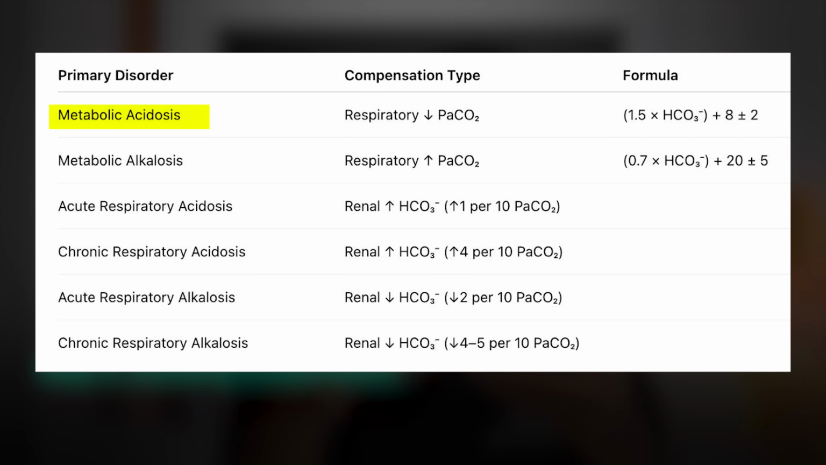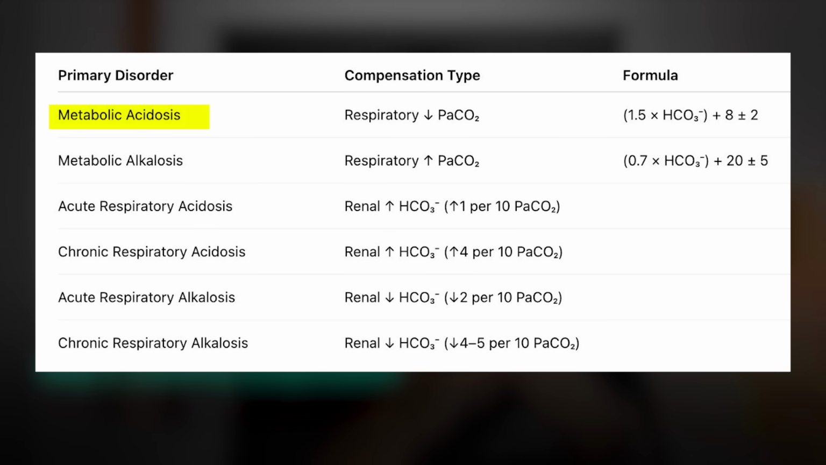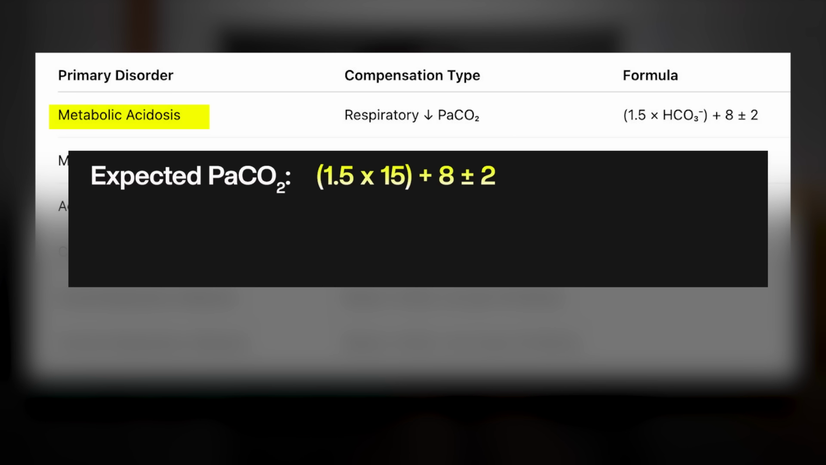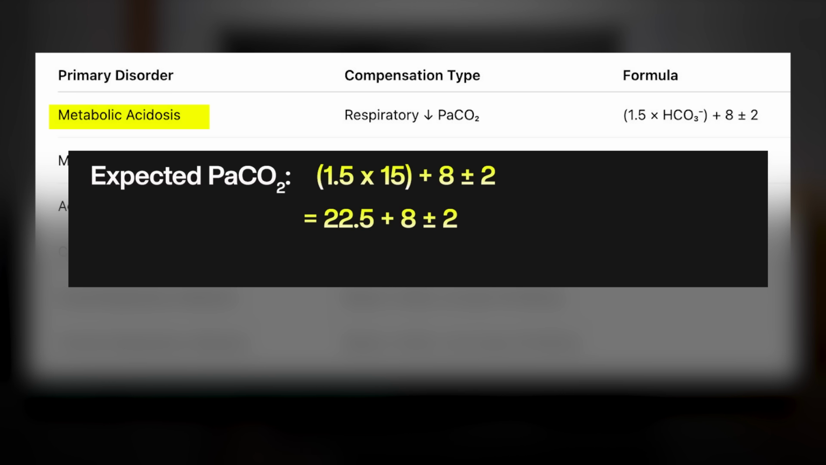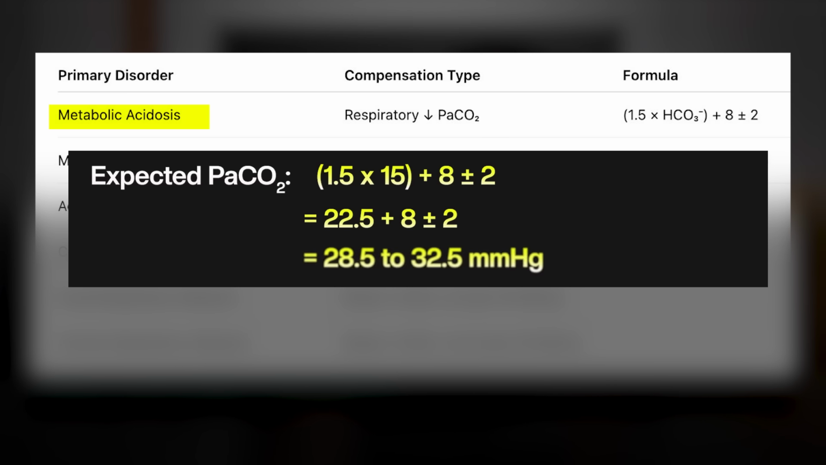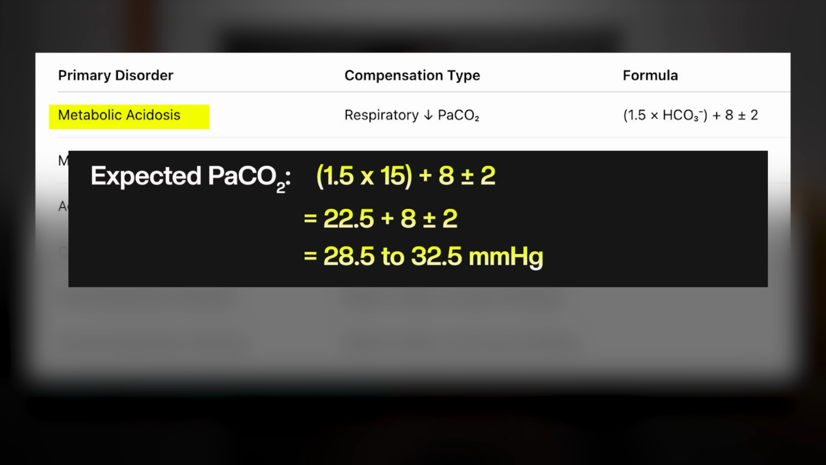And we need to calculate how much is the expected PaCO2. So the formula is 1.5 into bicarb, first you need to multiply, plus 8 and plus minus 2. Now if we put the values, 1.5 into 15, the patient bicarb was 15, right? And then it comes out to be 22.5 plus 8 becomes 30.5 plus minus 2. That means the range is 28.5 to 32.5. This is the range which you expect the patient to be having with that bicarbonate in a case of metabolic acidosis.